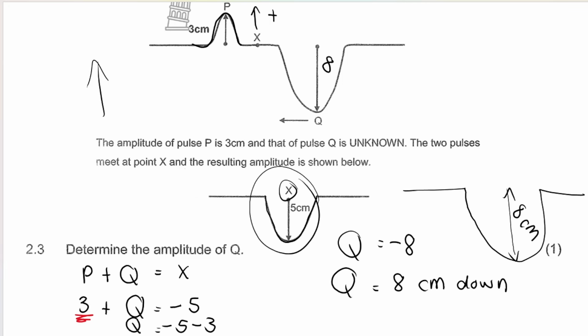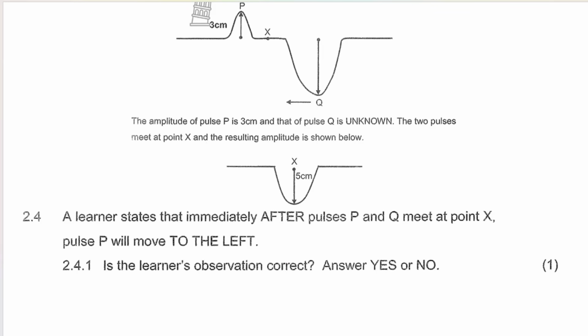Q, I do not know. Don't make it a negative. We don't know what it is, so leave it as plus Q. And 5, because it's going down, is a negative, and then you solve for Q.